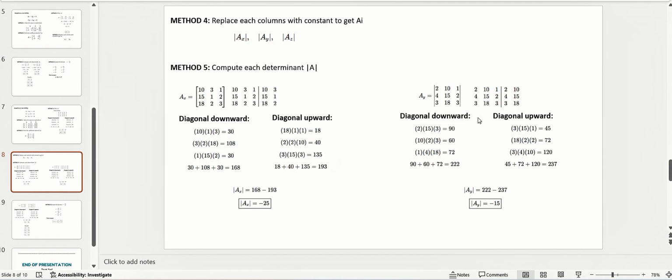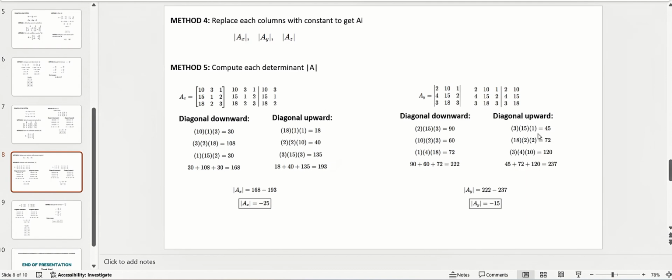So, 2 times 15 times 3 is equal to 90. 10 times 2 times 3 is equal to 60. And 1 times 4 times 18 is equal to 72. I-add na to ng tulo to get the diagonal downward value. So, 222. So, diritas diagonal upward, which is 3 times 15 times 1 is equal to 45.